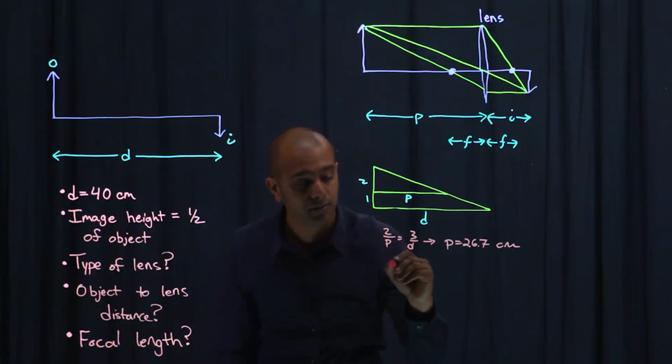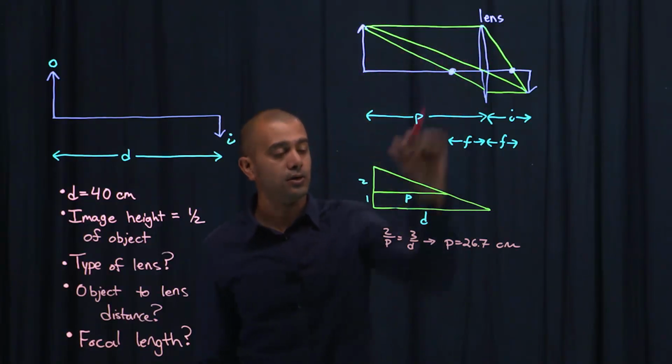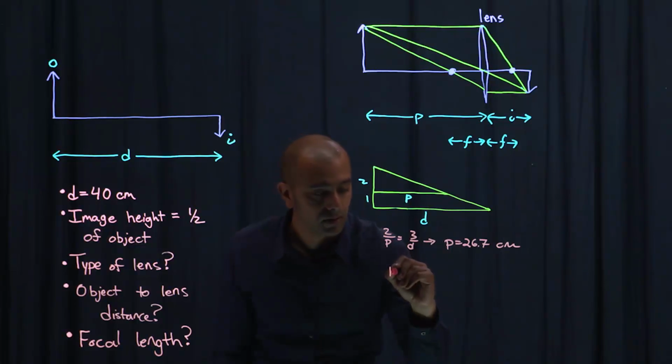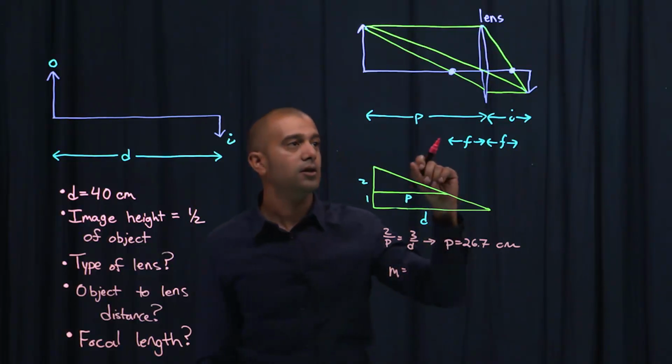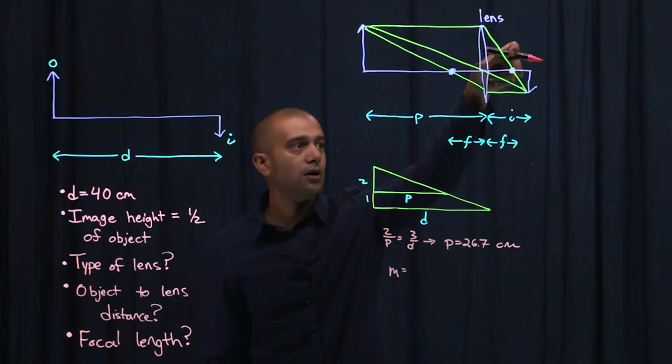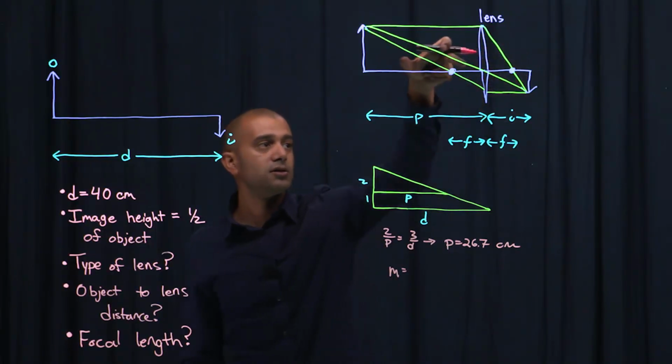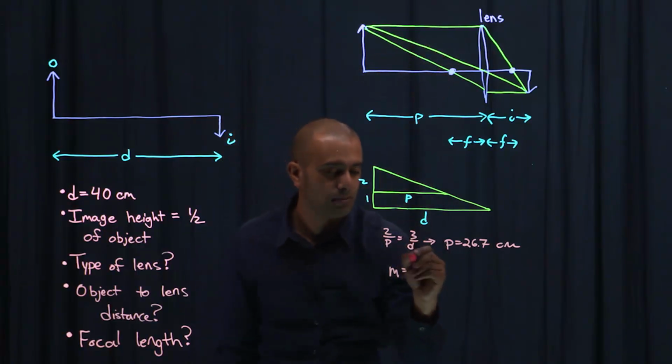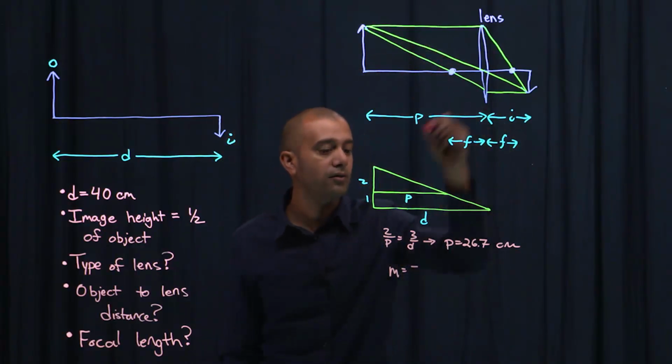The magnification formula says that the magnification in a single thin lens scenario is given by the distance of the image to the lens divided by the distance of the object to the lens. But there's a minus sign there as well. So it's minus I over P.